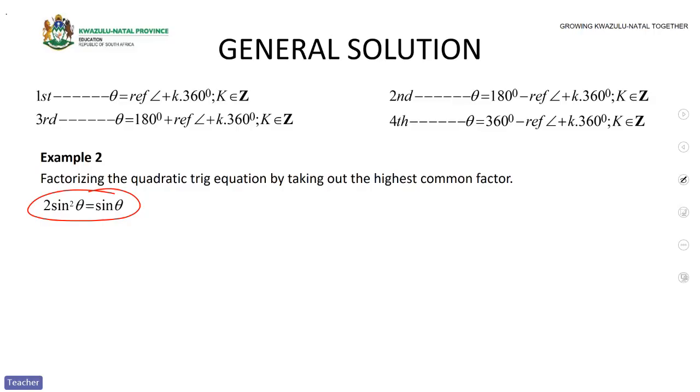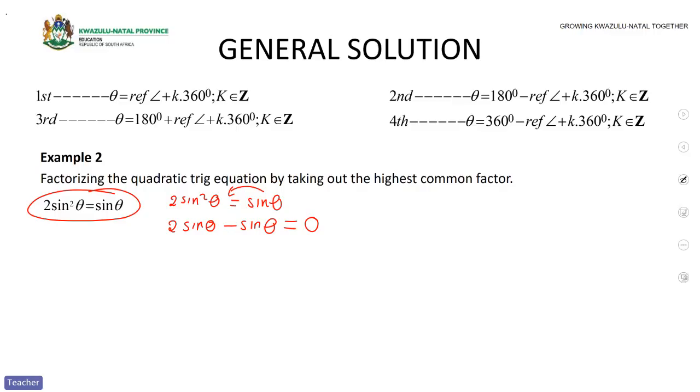So our example number 2 is factorizing the quadratic equation by taking out the highest common factor. You can see that we are given this equation, which is 2 sine squared theta equals sine theta. So this is our equation. For us to solve this equation, it's clear to see that this is a quadratic equation, so we'll have to write it in standard form. How do we go about it? We transpose sine theta to the other side, and its sign will change to become negative, and then equate it to 0.